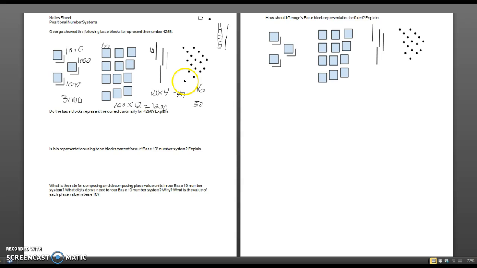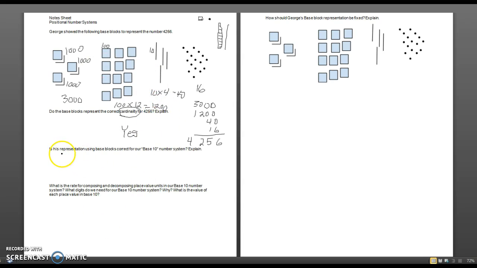So if I take 3,000 and I add 1,200, and then I add 40, and then I add 16, I've got 6, 5, 2, 4. Yeah. All right. So this is a correct representation. It's the correct cardinality. And we'll let my drawings and my notes up here be my explanation.